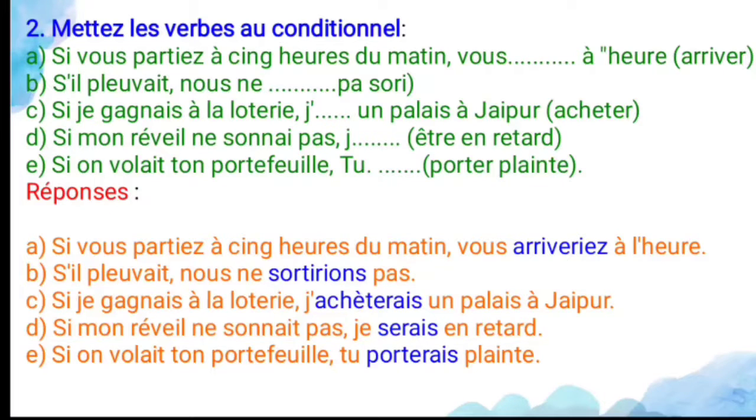And fifth one is si on volait ton portefeuille, if we stole your wallet. And tu dash porter plainte means file a complaint. And the answer is si on volait ton portefeuille, if we stole your wallet, and tu porterais plainte, so you would file a complaint. And porter, it's a regular verb only, and you have to add the endings for the tu subject. And this is about the second one.